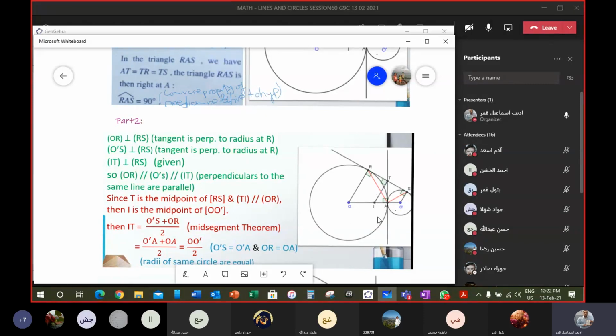مين بيرجع بعد لي إياها؟ Since T is the midpoint of RS proved, TI parallel RO parallel SO prime, then I is the midpoint of OO prime. هيدي ال converse property of the mid-segment theorem in a trapezoid.